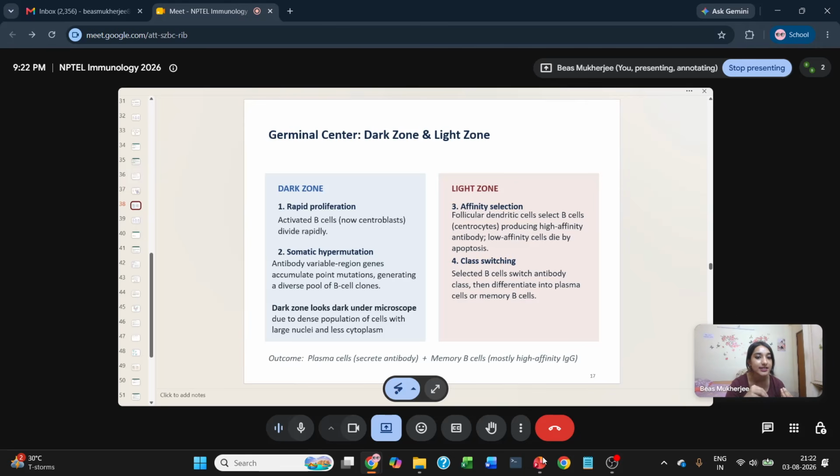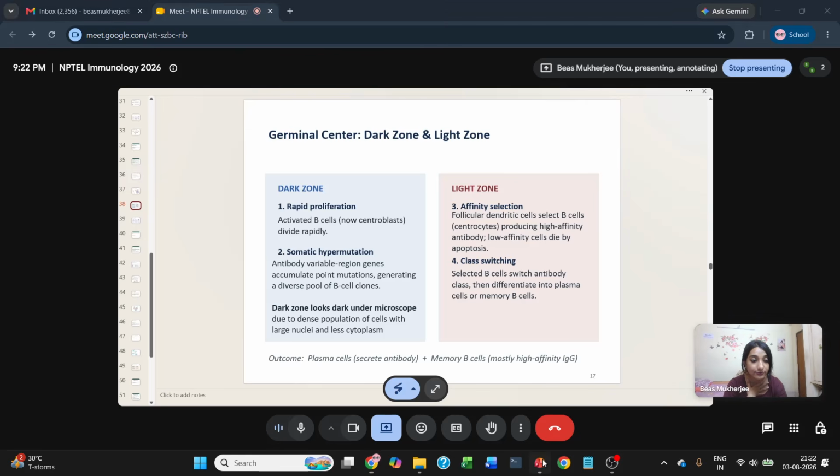Follicular dendritic cells select the B cells, now called centrocytes, producing high affinity antibodies. Low affinity cells die by apoptosis. Class switching happens, and the selected antibodies switch class, then differentiate into plasma cells or memory B cells. The outcome is that plasma cells secrete antibody, and memory B cells, they are mostly high affinity IgGs.